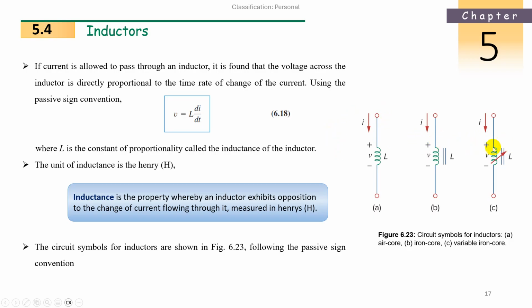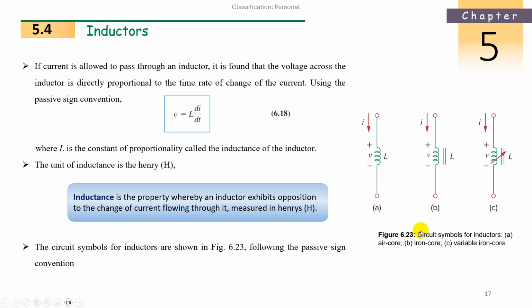But why are the shapes different? I can understand the arrow: it shows that it is a variable inductance. We can change the value of the inductance from time to time as per our application. But why are these two different here? Here the inductor is only a coil, with the turns. But here the coil is there with two lines. What is the meaning of the two lines?